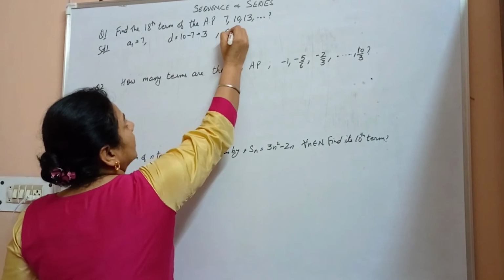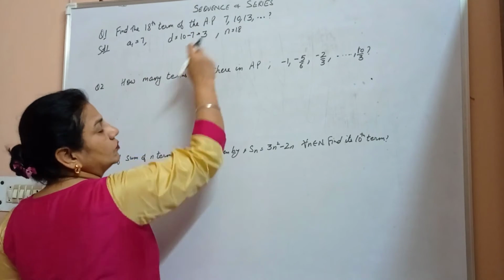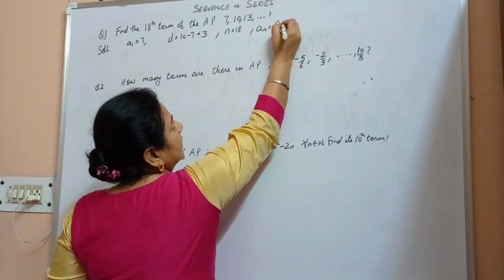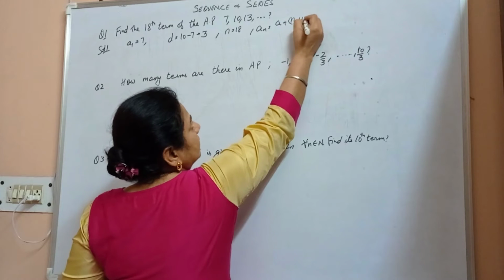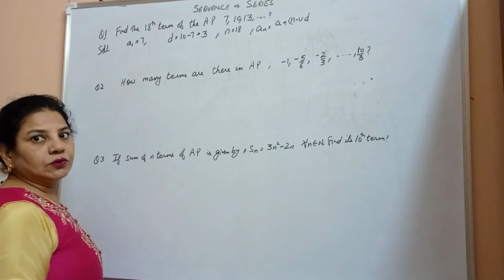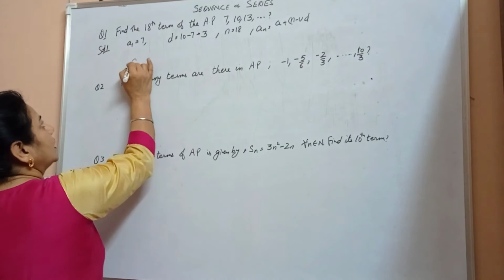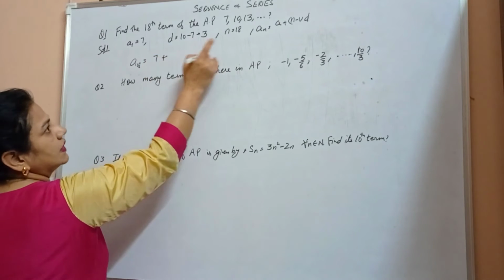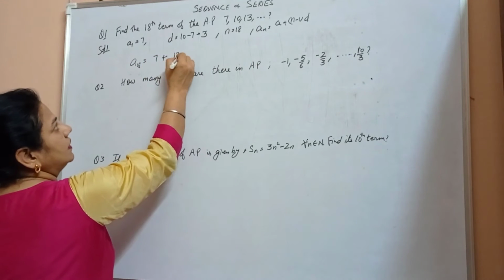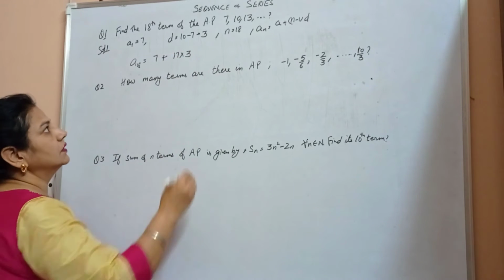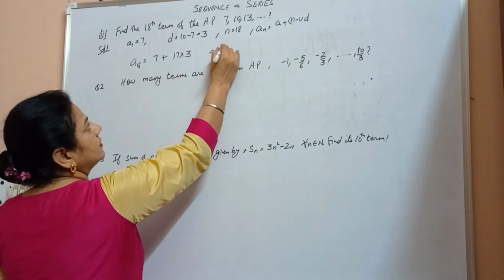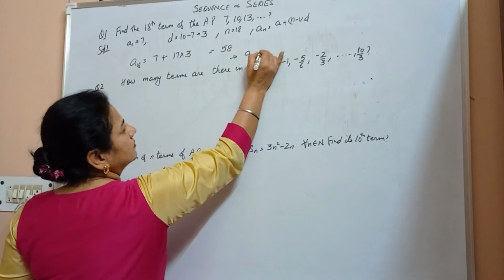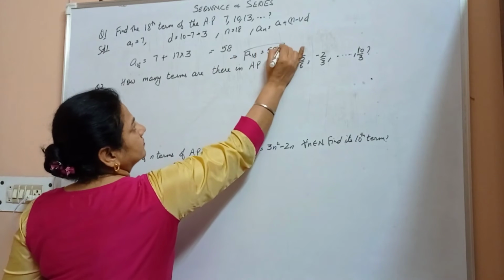Number of terms we have to calculate, the 18th term we have to calculate, and the nth term is given as a plus n minus 1 d. Just substitute the values to calculate the 18th term. So a18 is equal to the first term 7 plus 18 minus 1, 17, into common difference 3, which is 51 plus 7, 58. So we can say hence the 18th term is 58.